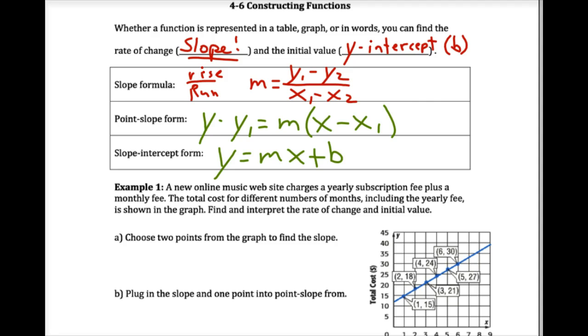They multiplied both sides of the slope formula by x1 minus x2, and notice you get point slope form. And then when you solve for y, you get slope intercept form, though you get different variables.